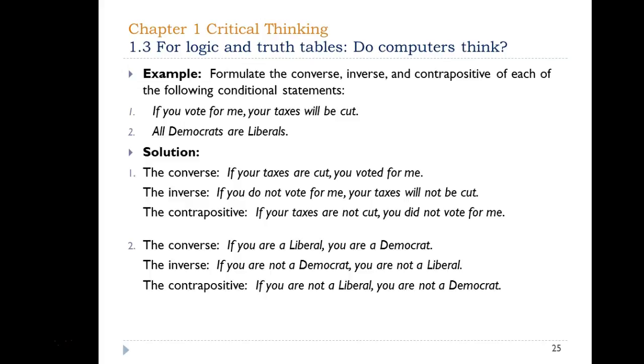2. The converse, if you're a liberal, you're a Democrat. The inverse, if you're not a Democrat, you're not a liberal. And the contrapositive, if you're not a liberal, you are not a Democrat.